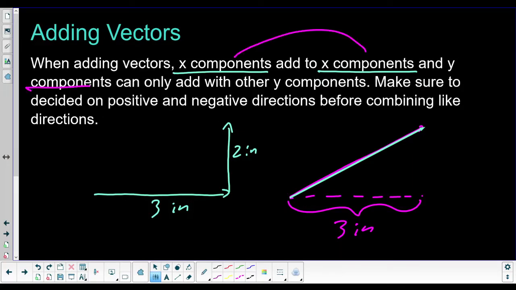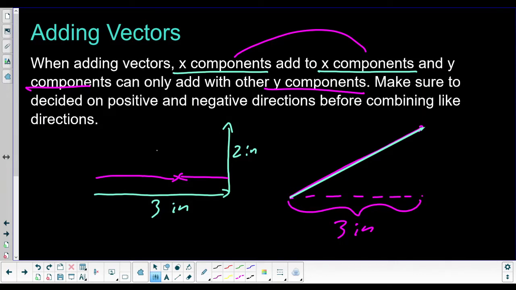Y components can only add with other y components. You're going to say, then how do I make stuff longer and shorter? Well, you add them in the same direction. If we want to make stuff shorter, we can subtract vectors. But we need to be careful. Maybe I go 3 inches forward and then back 1 inch. Then my result is 2 inches.